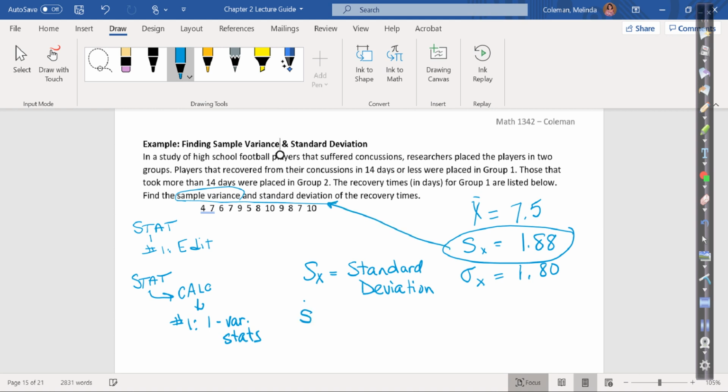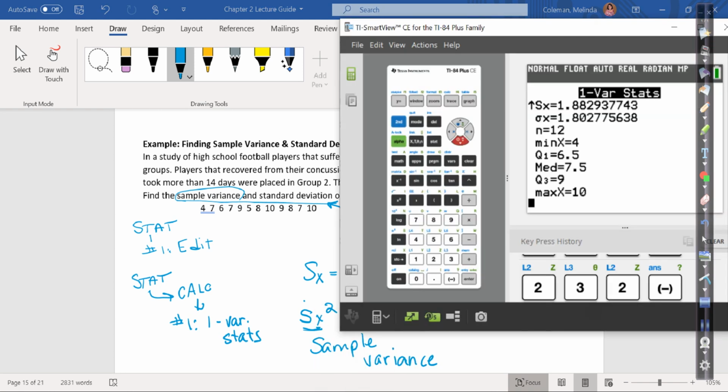It's also asking me for the sample variance. And the sample variance says, take that number and square it. So in this case, 1.88 is my standard deviation. 1.88 squared would be the sample variance. And the calculator, when we do the one variable statistics, does not give us that. So the only way I can find that is actually, again, to go back to the calculator.